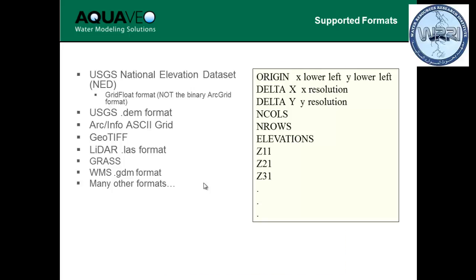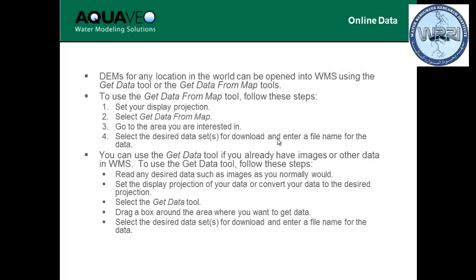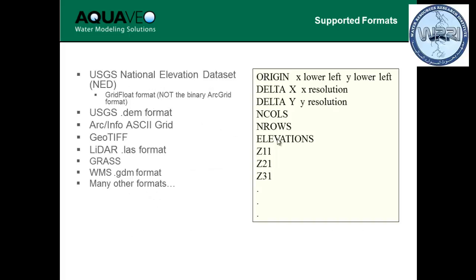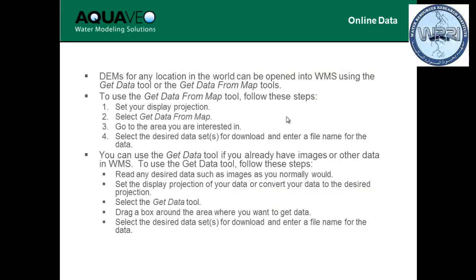There are several formats that WMS supports for DEM elevation data, and these are some of them. We should be able to read in almost any format that people have, if it's gridded elevation data. And there are a few ways of getting DEM data. One way is if you have a DEM file, you could read the file in.